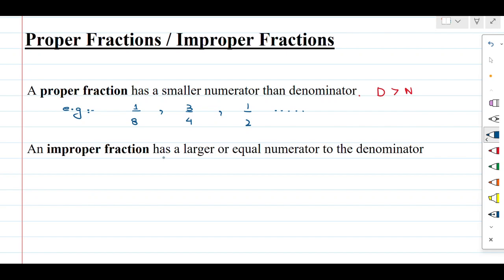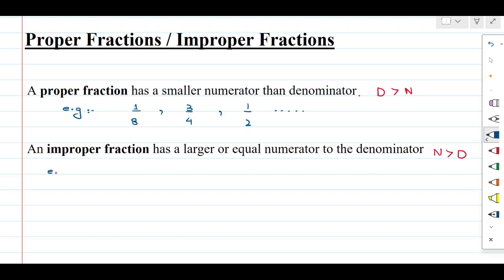Whereas an improper fraction has a larger or equal numerator than denominator, right? What does that mean? That the numerator now is greater than the denominator. Before, the denominator was greater. In proper fractions, the denominator is bigger than the numerator. In improper fractions, the numerator is bigger than the denominator.